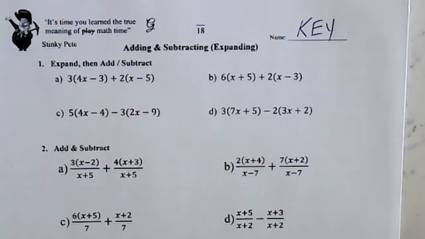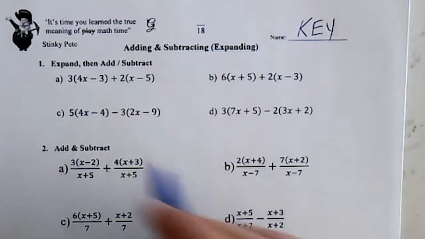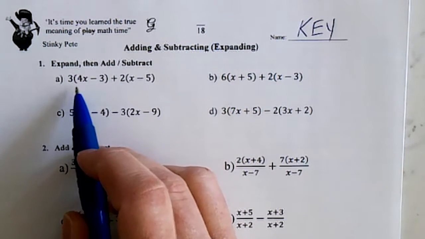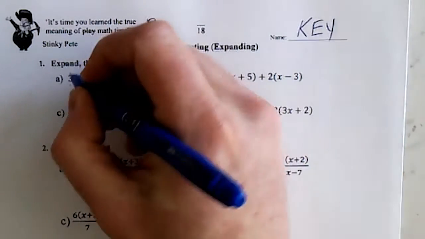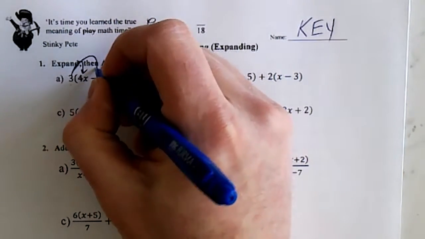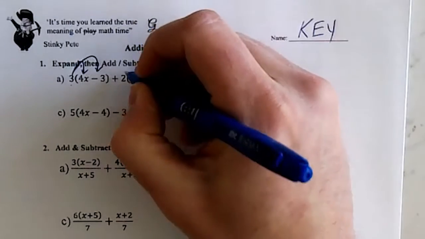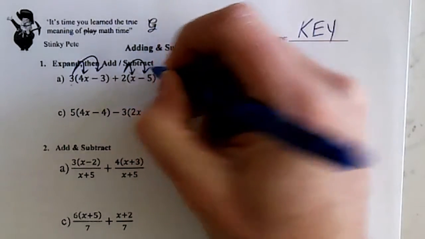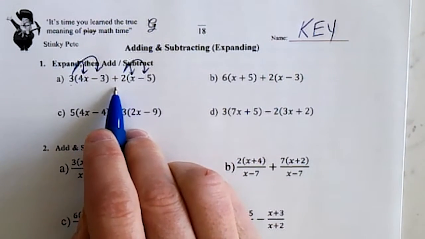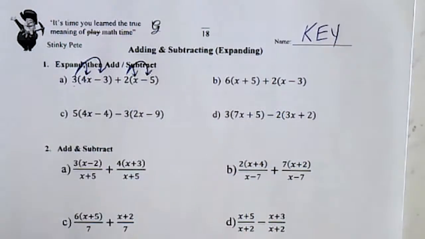Okay, so before we warm up to adding and subtracting rational expressions, we're going to start with expanding. If we have a number in front of the brackets, I need to multiply it in. I need to get rid of the brackets before I can add. Think about BEDMAS: brackets before adding.